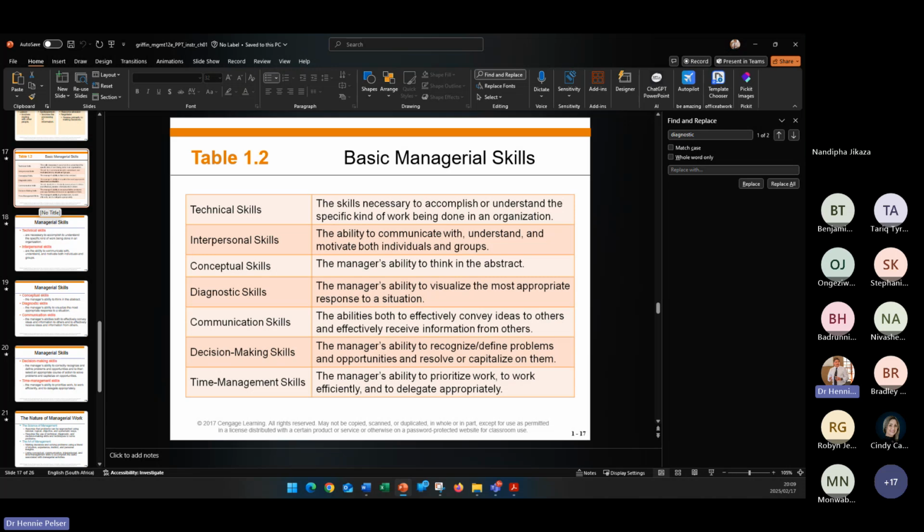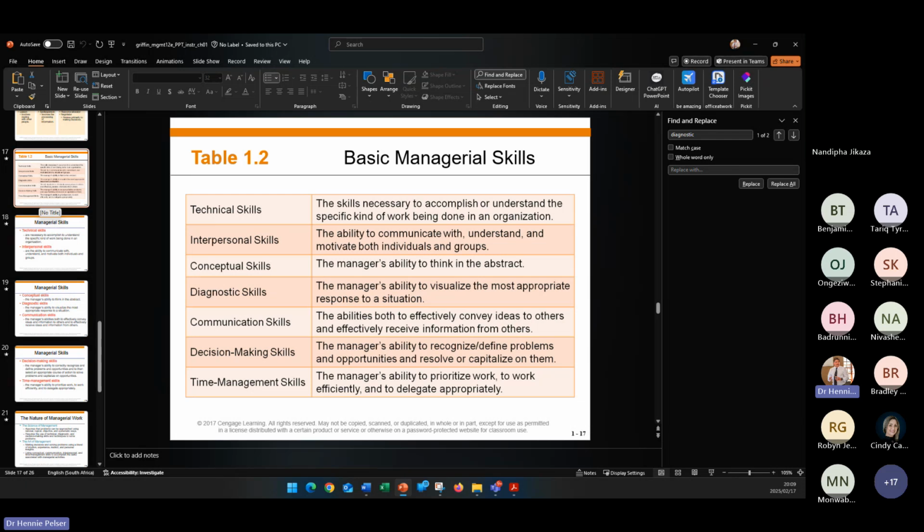Your diagnostic skills tie in with those. In fact, all these skills tie together. And that really is that once you've understood the problem, it is then to be able to say, I'm going to do A because this is the reason for it.